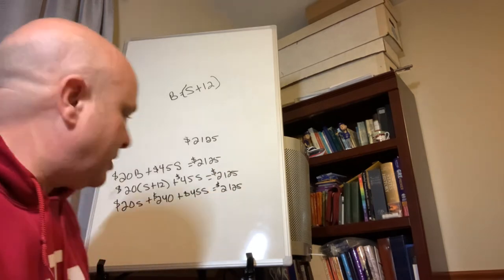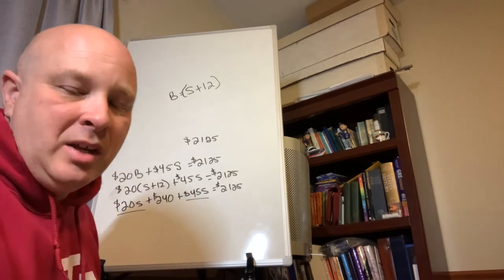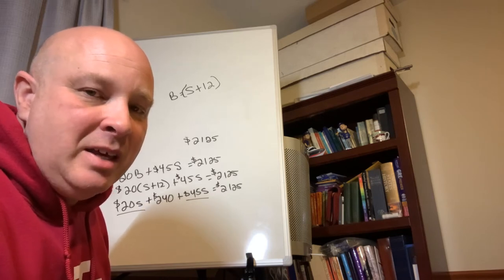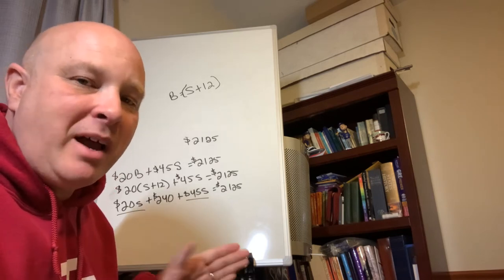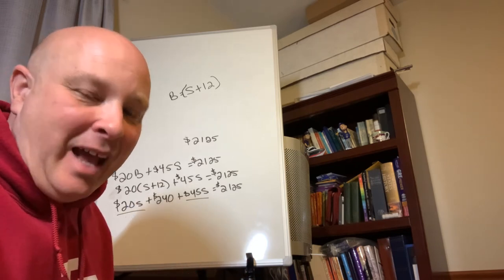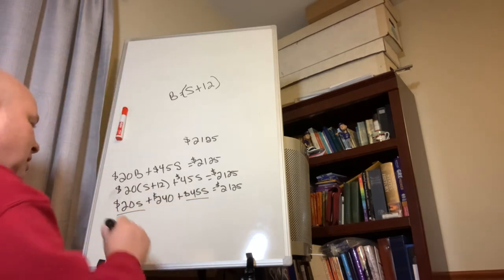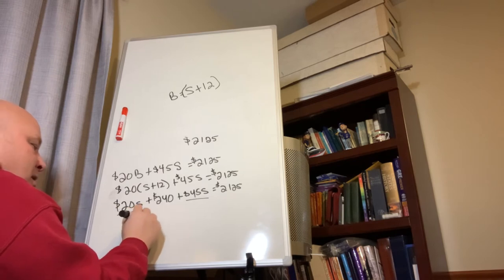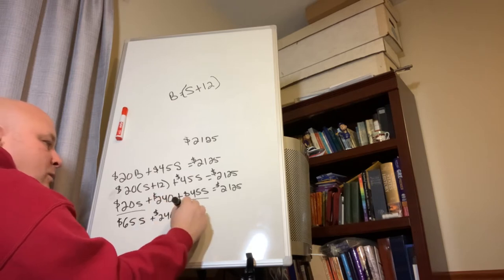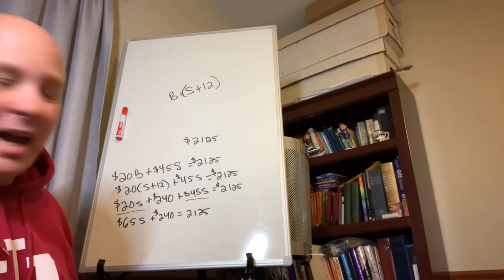All right, here's what I'm going to do now. I'm going to combine my like terms. Here's a term, 45S. Here's a term, 20S. They're both numbers multiplied by S. And what the laws of algebra tell me is if I have any number multiplied by a variable and another number multiplied by the same variable, I can just add those two together since they're both positive. Okay, so 20 plus 45S gives me 65S plus 240 equals 2125.